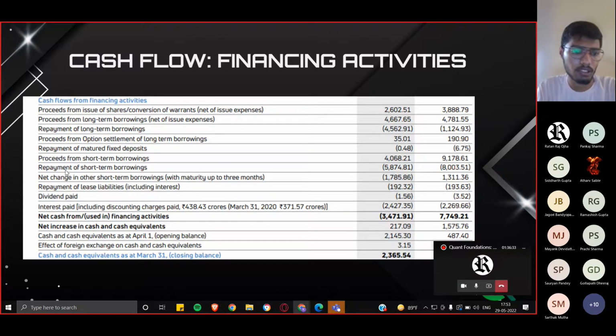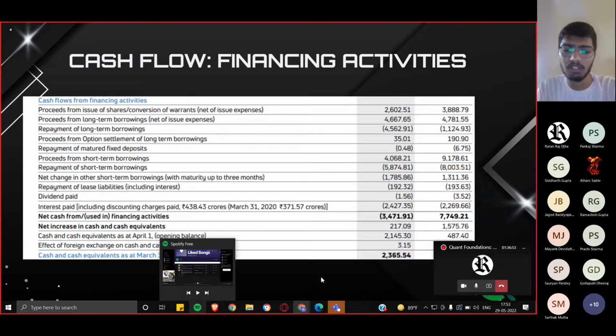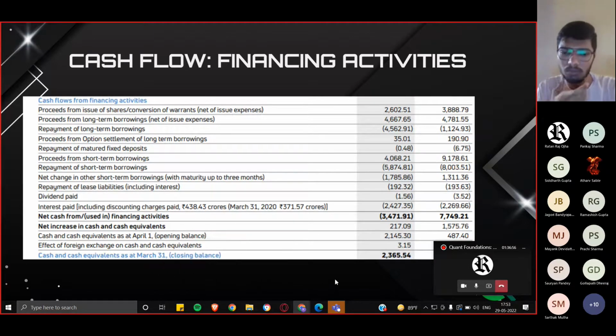Proceeds from short-term borrowings, repayment of short-term borrowings, all the same kind of stuff. Dividend paid, whatever dividend they have paid, interest paid. Interest paid means if they have taken loans and are making interest payments, or even the coupon payments also come into this. Coupon payments are new stuff, bond stuff. We haven't taught you what bonds are and how they work, but you can stay patient on that right now. Then increase in cash and cash equivalents. Yes, that was all.